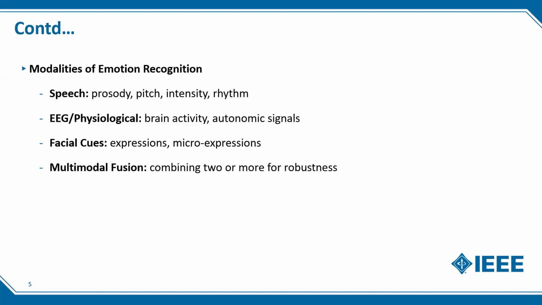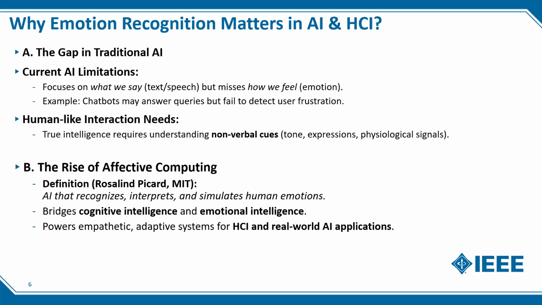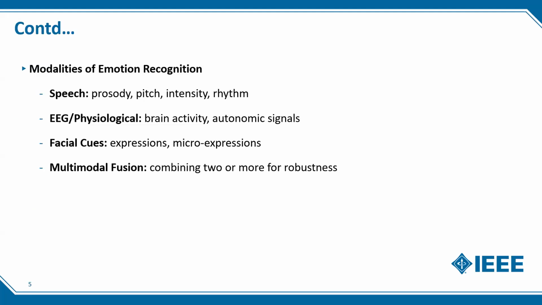And another one is multimodal fusion. Multimodal fusion is combining more than one modality to improve the robustness of a particular system. We know that a system can be considered robust if it continues to function well, even when the conditions are not ideal. So these are some of the main modalities of emotion recognition in the literature. There are a lot of research papers available, and a lot of research has been done in speech, EEG, face, and multimodal fusion.